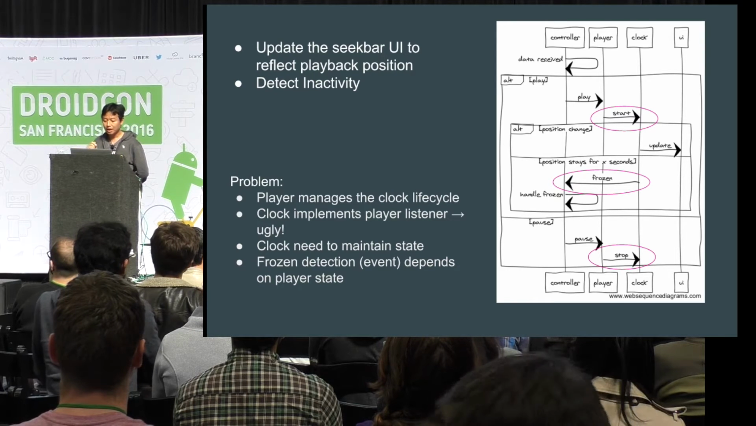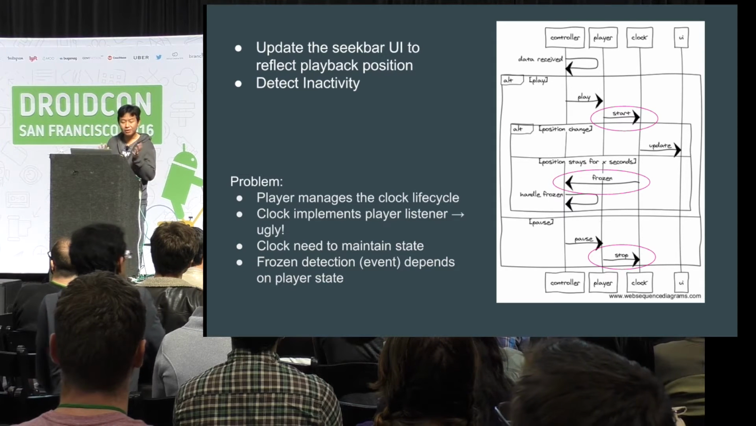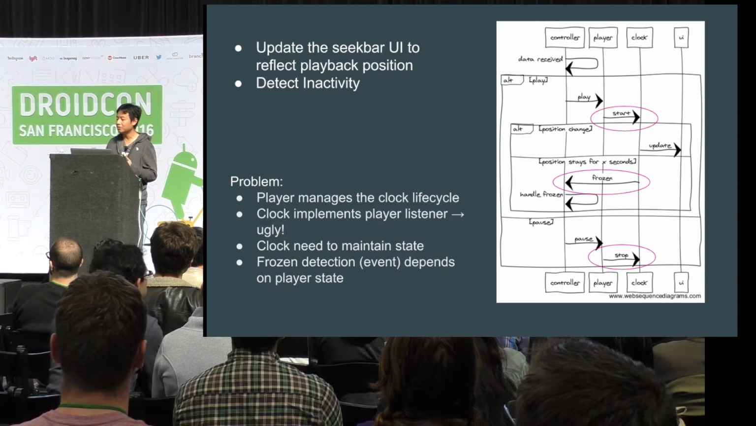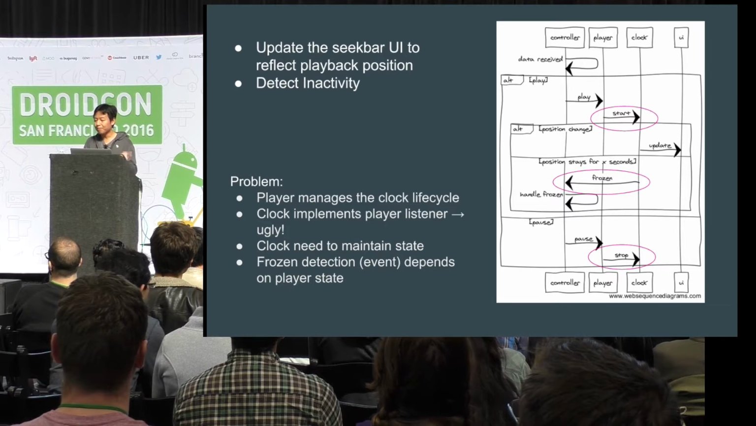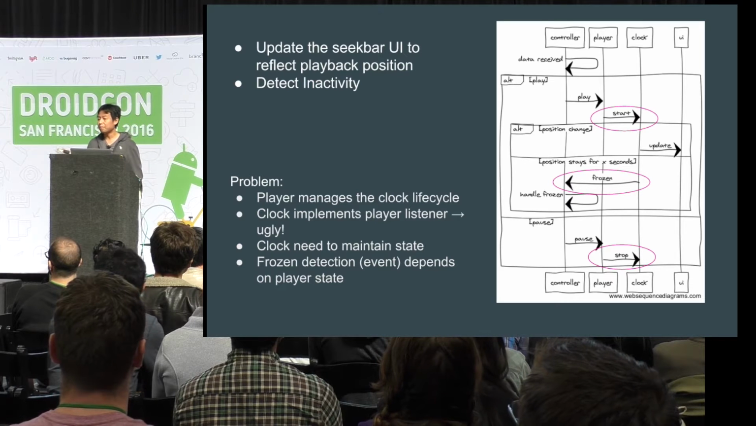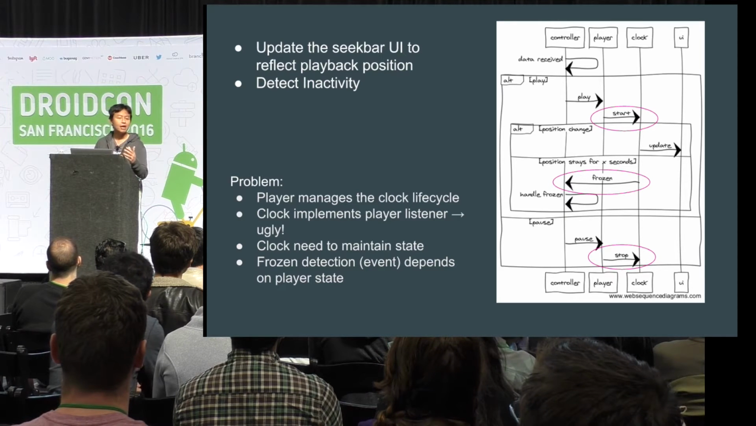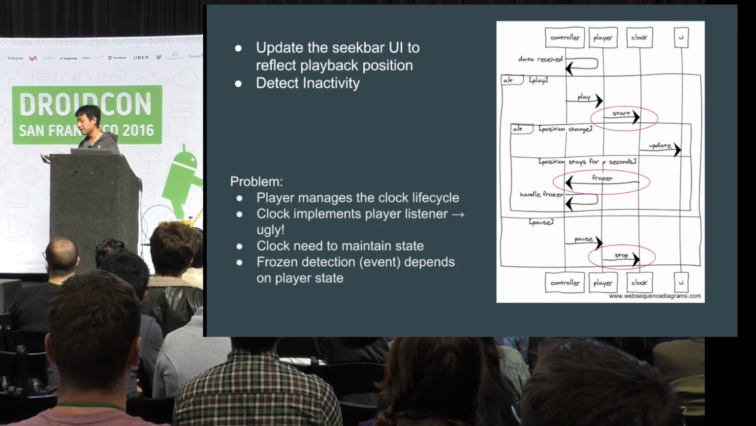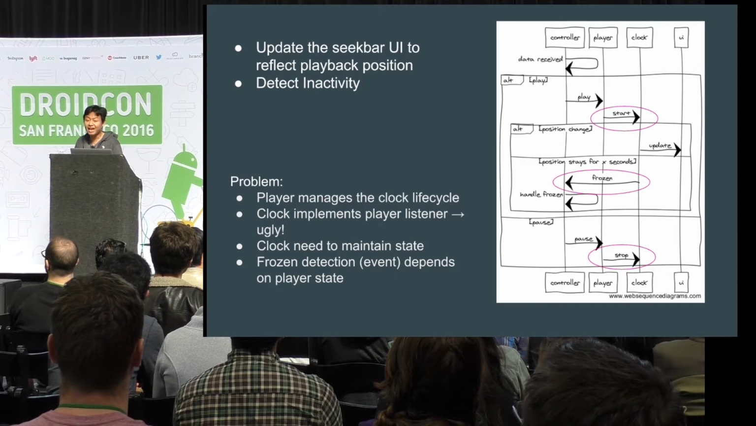Okay. So maybe we can do a little bit of refactoring here. Maybe the player doesn't need to know about the clock. How about we build a listener and implement the listener on the clock? That's also a bad idea, because the player itself has a lot of events. So you can think of on initializing, on playing, on pause, on buffer start, on buffer stop.